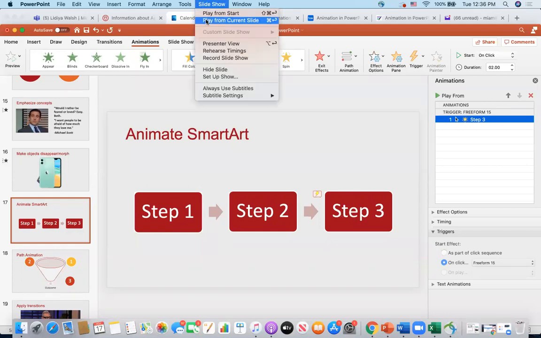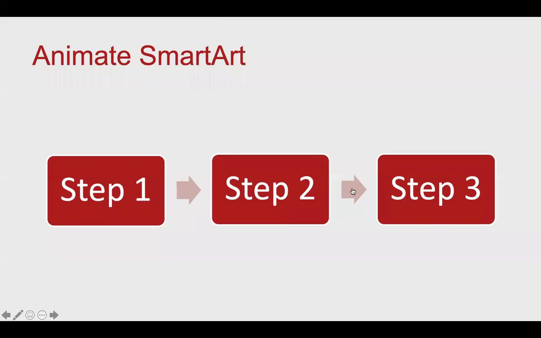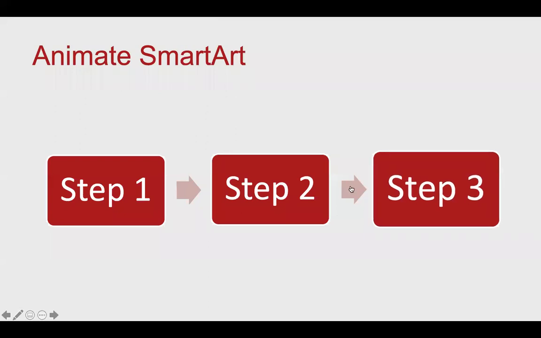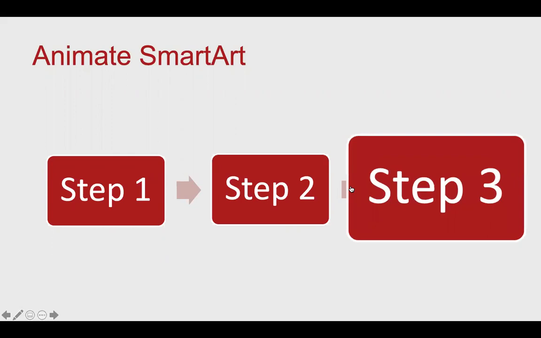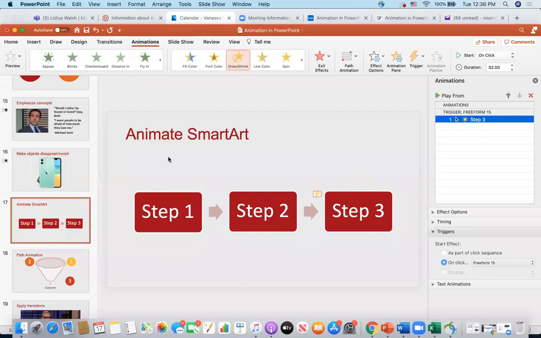So let's see what that looks like. So I'm going to play from current slide. And when I click the arrow, step 3 should grow. Perfect. So triggers are kind of cool. I haven't used them too much, but you might have an animation or a slide where you've got like a 1, 2, 3, and you click 1 and then more information pops out. You click 2, more information pops out. It's kind of a cool feature. Again, it's a new thing, and definitely I'd recommend playing around with it. But that's how triggers work.